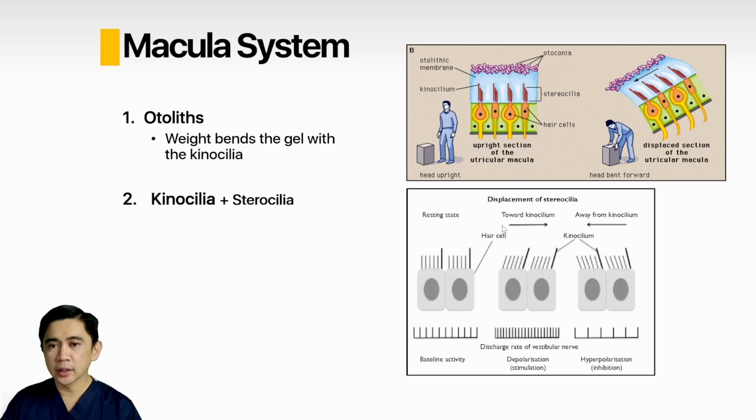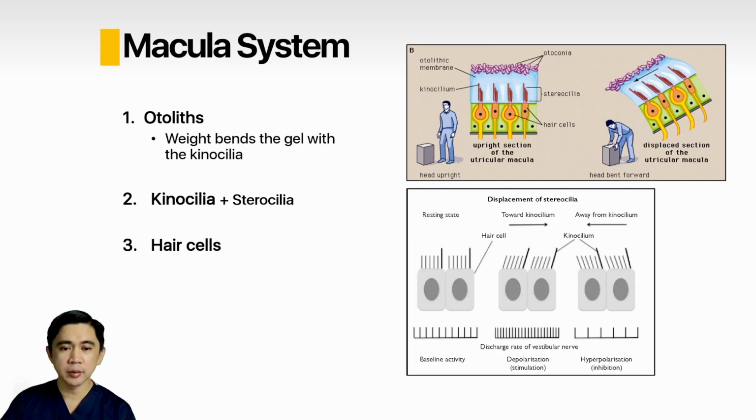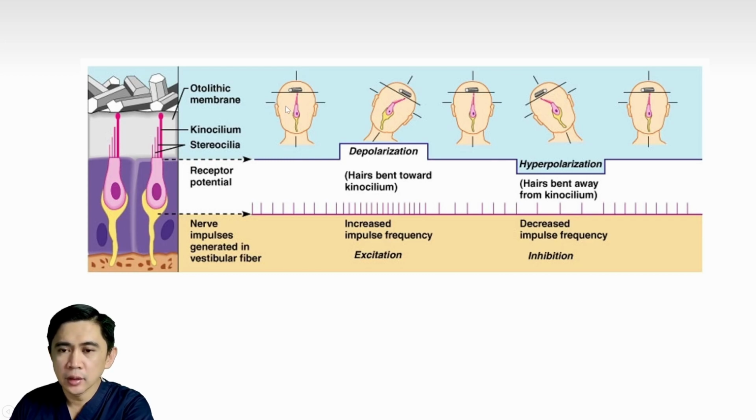And depending on the direction of the bending, when the stereocilia bends towards the kinocilium, there will be depolarization. And on the other hand, if the stereocilia bends away from the kinocilium, there will be hyperpolarization or inhibition. This stimulation and inhibition will be detected by the hair cells, which will in turn pass the information to the vestibular nerve.